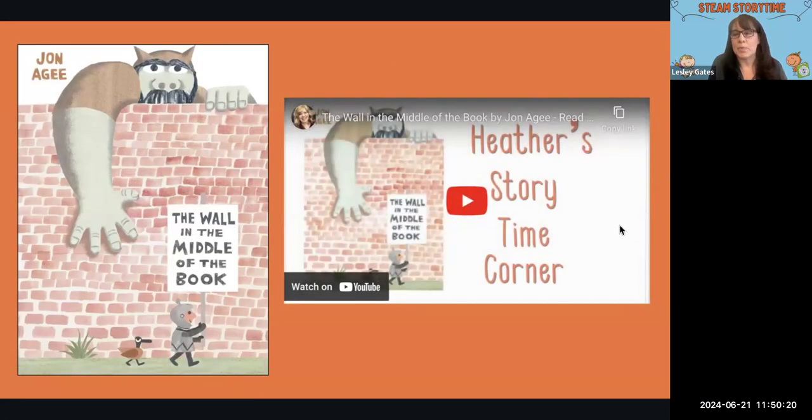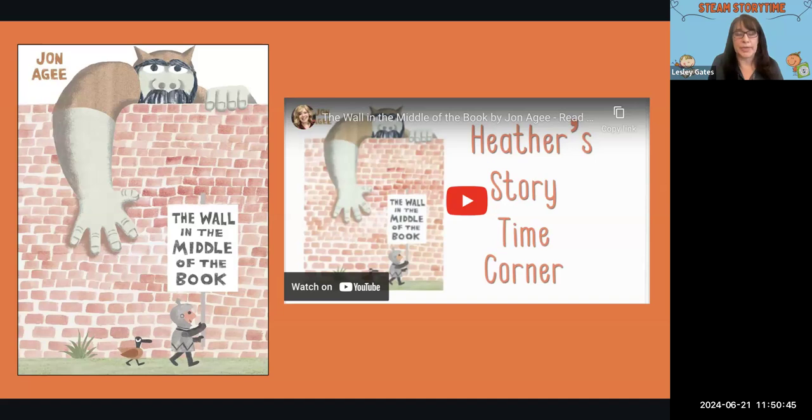And because of time, we won't listen to this story, but if you don't know The Wall in the Middle of the Book, this is one of my favorite stories. I say that about every book though. But this is a great book. Again, just trying to get students to think about creativity, funny, and how there might be some issues that pop up in this book.